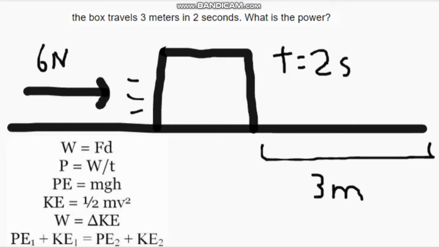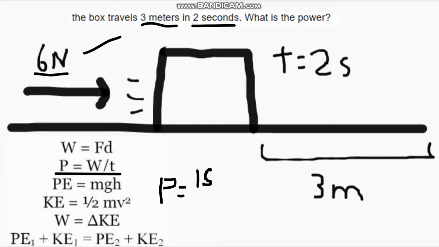So now let's say the box travels 3 meters in 2 seconds. What is the power? So we know the work already, which is 6 newtons times 3 meters. And the power equation is work over time. So we can just divide that work by the time, which is 2 seconds. And we get the power is equal to 9 joules per second.